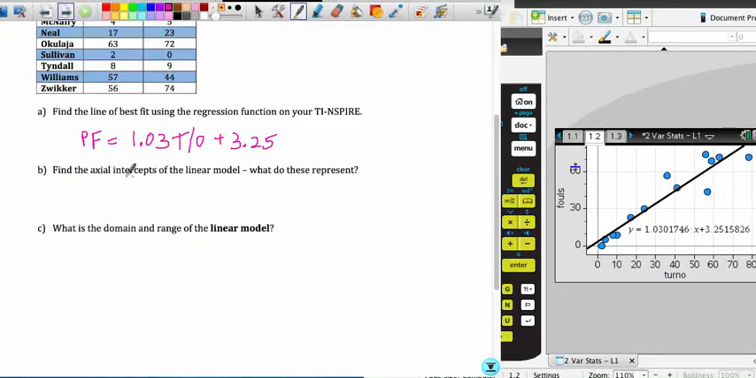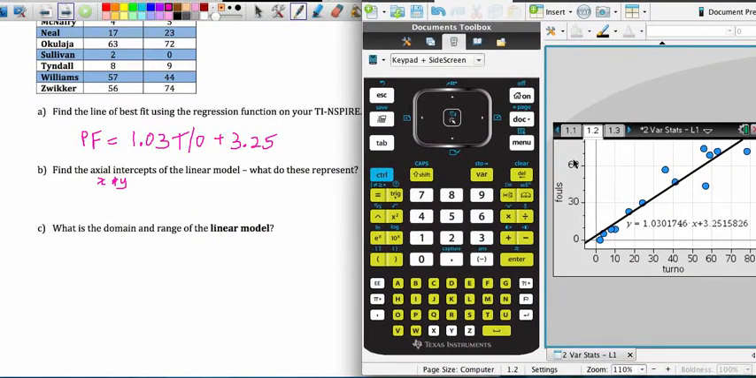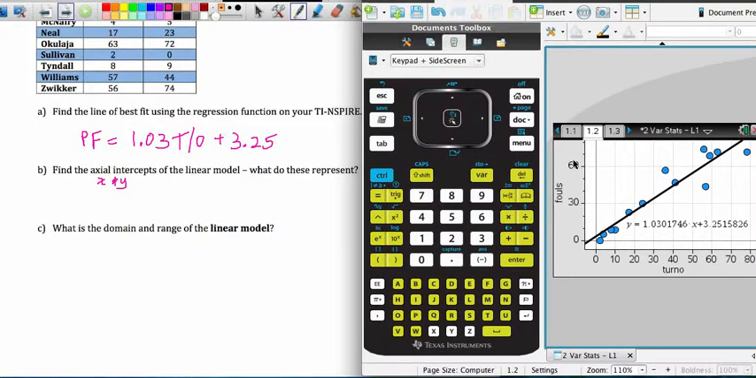So the first thing we've been asked to do is to find the axial intercepts. Of course, this is the x and y intercepts. And so if you look at your function over here, I'm interested in knowing where does that cut the x-axis and where does that cut the y-axis. Okay, so what we're going to do is I'm going to actually use a different graph for this.